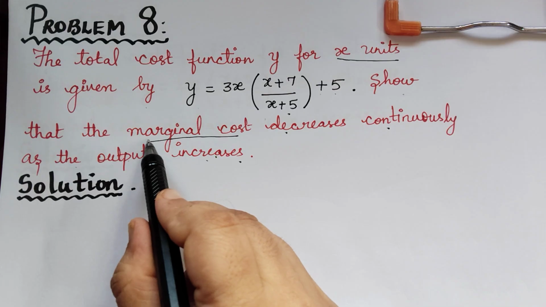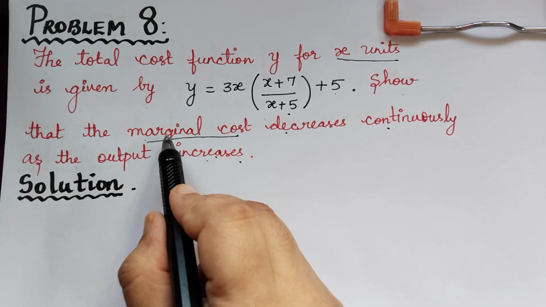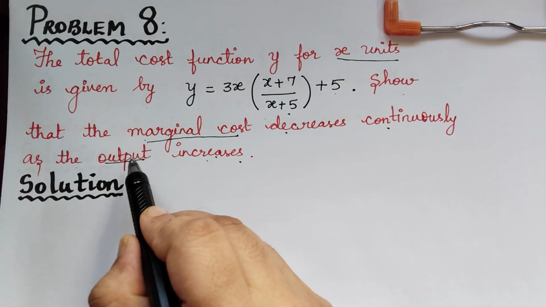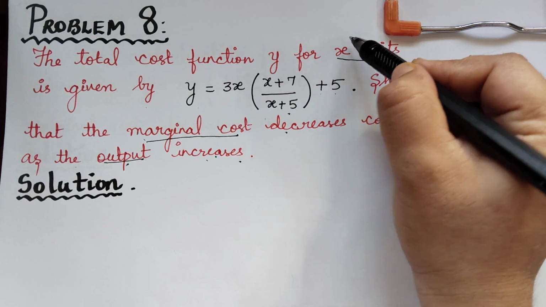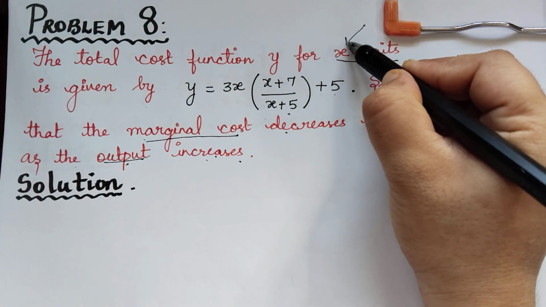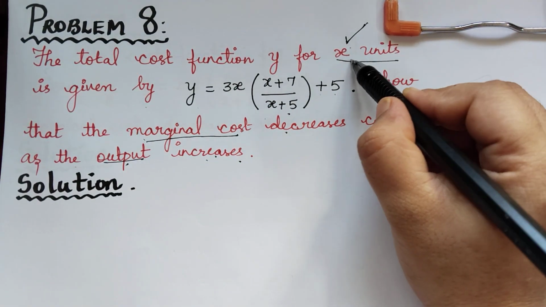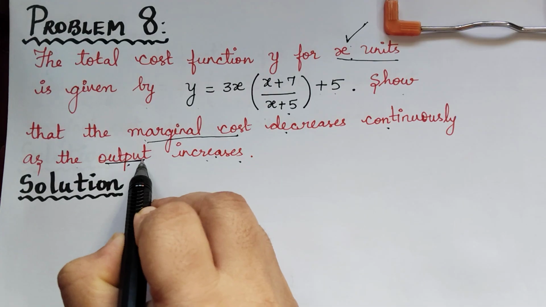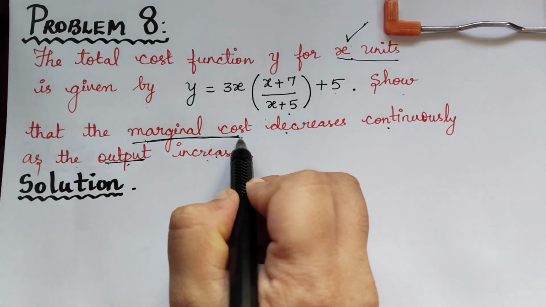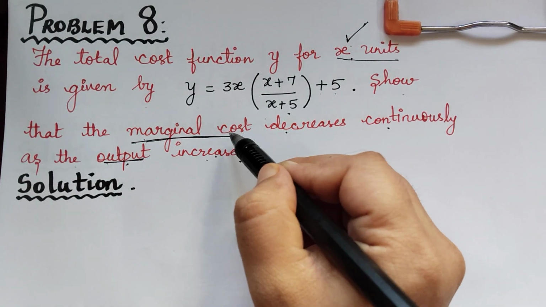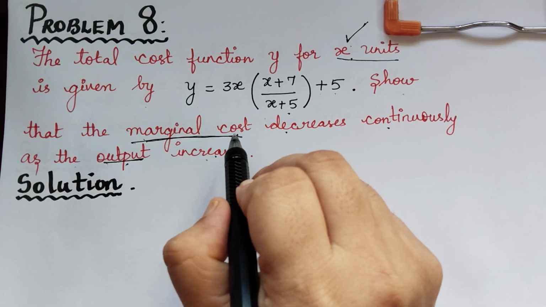That means we have to show that the marginal cost is inversely proportional to the output. Now, what is this output? Output is nothing but the x. The x units that we have in the question is known as the output. We have to show that the marginal cost is inversely proportional to x. So that is the idea of the problem.